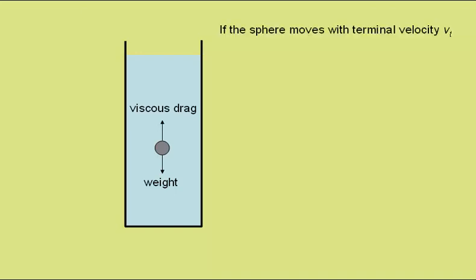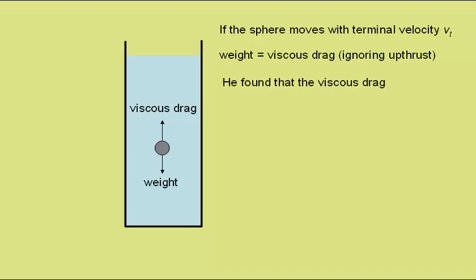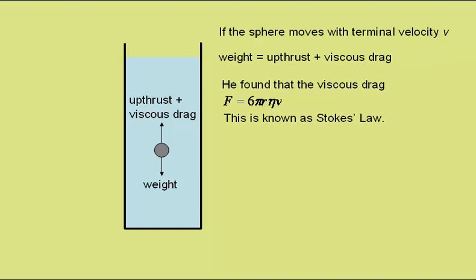So, making the simplifying assumption that we can ignore upthrust, the forces acting on the sphere will be its weight acting down and the viscous drag acting up. If the sphere moves with its terminal velocity, v sub t, the weight must be equal to the viscous drag. Don't forget this is ignoring upthrust. He found that the viscous drag was given by this term. This formula is provided on the datasheet.